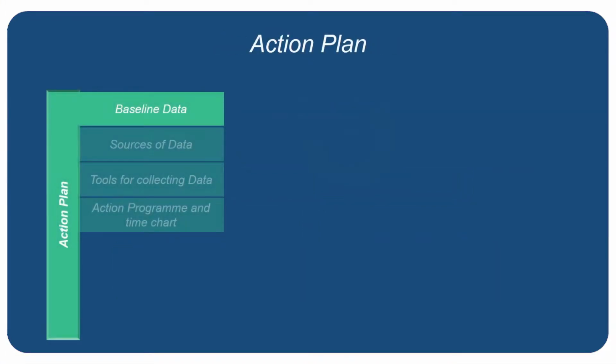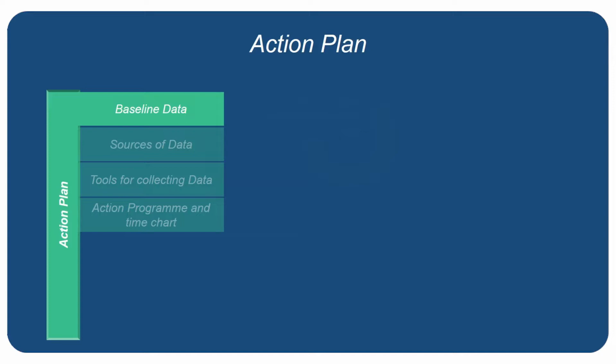On the basis of this, we have to move further to the action plan. Actual action plan involves 4 stages, that is baseline data we need, from where the sources of data you are collecting, and you need tools for collecting the data, and also action program and time chart, the time limit that has to be understood.